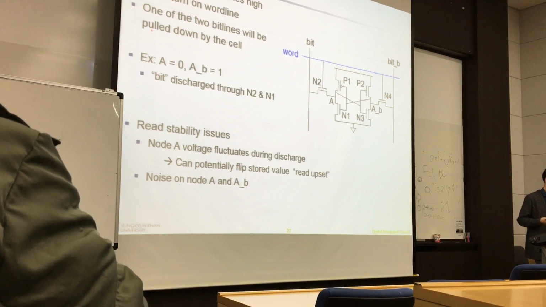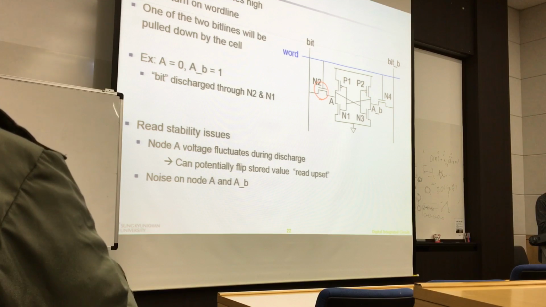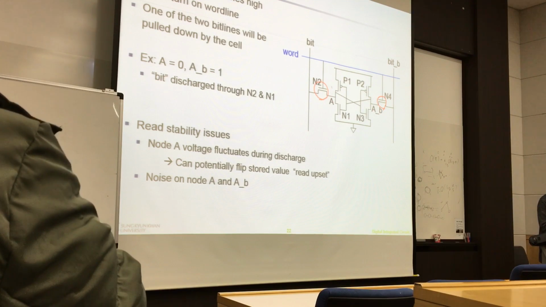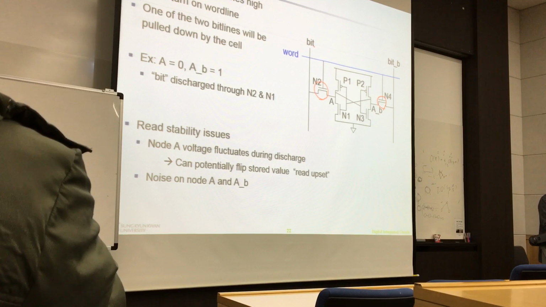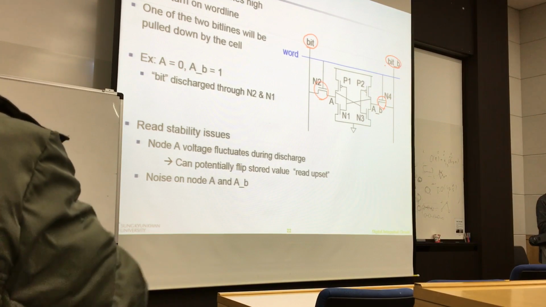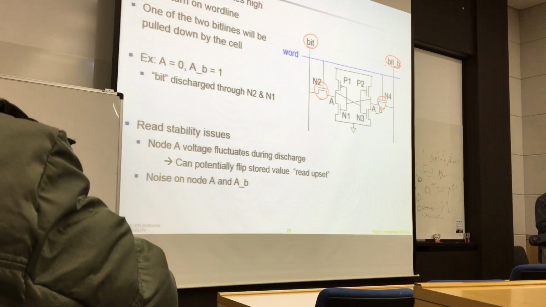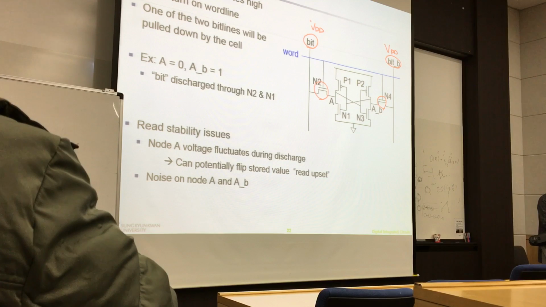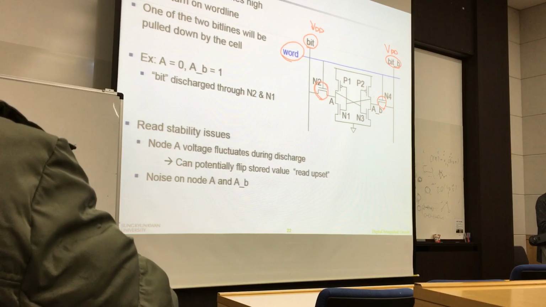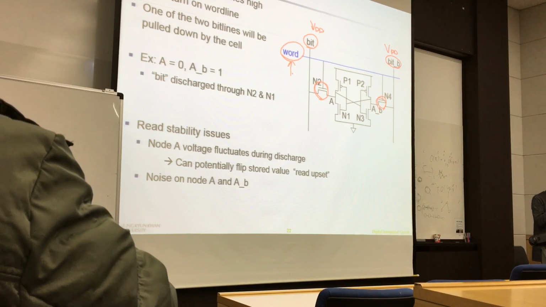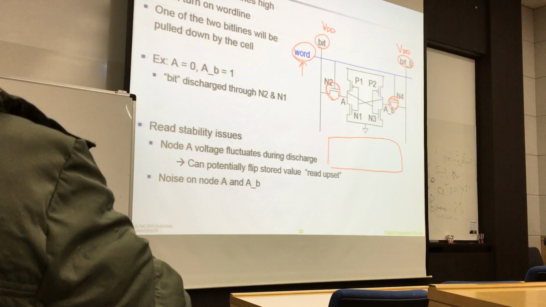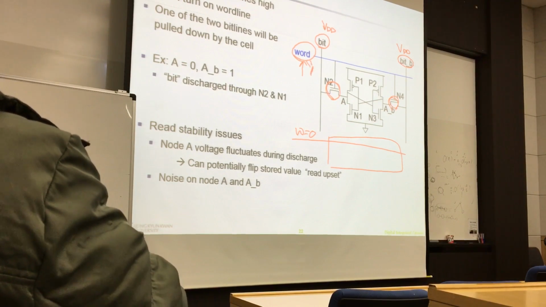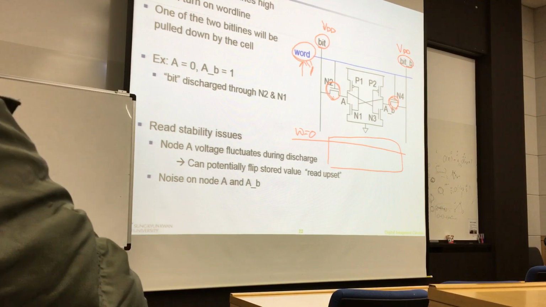SRAM read is done by turning on these access transistors, and you usually pre-charge bit line and bit line bar to some identical value. So let's say you pre-charged these bit line and bit line bar to VDD, and then you turn on these access transistors by driving word line high. For the other cells, your word line should be 0. But for this cell you want to read, you drive your word line to 1.